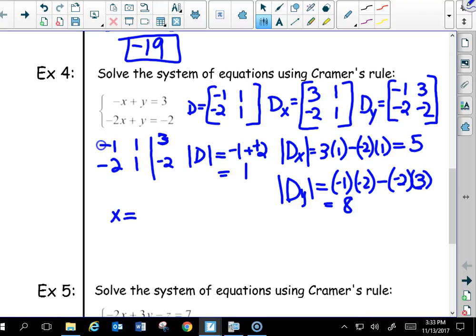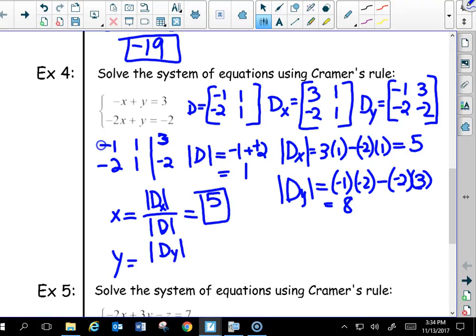But our x is going to be the determinant of D sub X divided by the determinant of D. One of the conditions we have is that the determinant of D is not 0. It possibly can turn out that way, but if it's 0, then we've got this divide by 0 problem. So D sub X is 5, and D was 1, so 5 divided by 1 is 5. And the Y, same idea. We're going to take the determinant we just calculated with D sub Y and divide it by D, which is 1. 8 divided by 1 is 8.